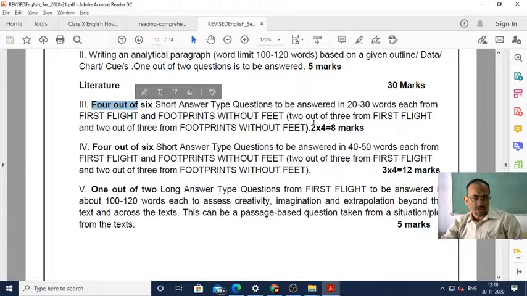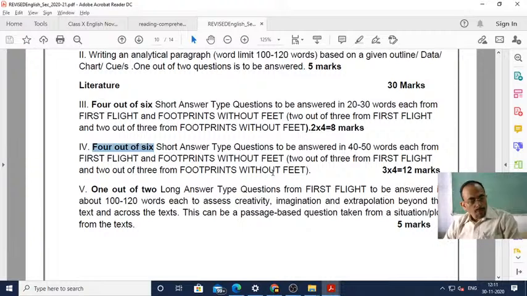Okay, this you are familiar with because this time in PT1 also I had given a similar type. Then 4 out of 6 short answer type questions from First Flight and Footprints. Okay, 2 out of 3 from First Flight and 2 out of 3 from Footprints. Okay, so you shall get a proportionate number of lessons from both First Flight and Footprints. Like from First Flight you shall get three chapters, and from Footprints also you shall get 3 chapters. Out of 6 questions you've got to answer 4 questions.